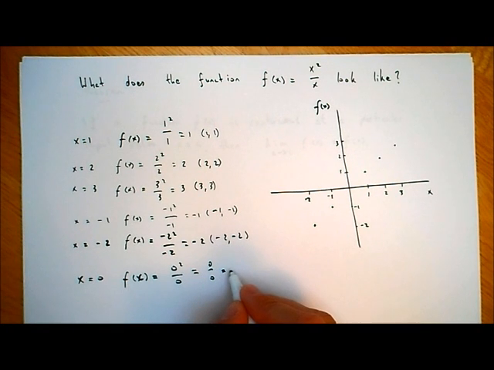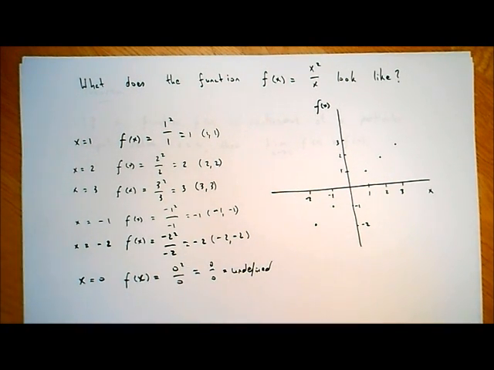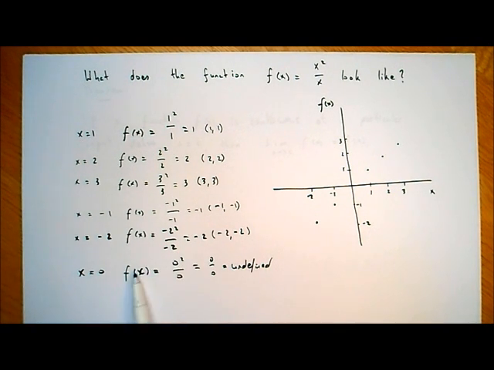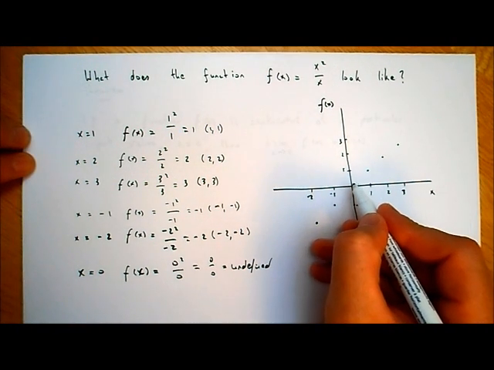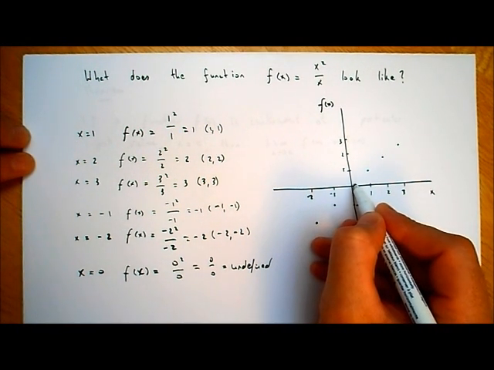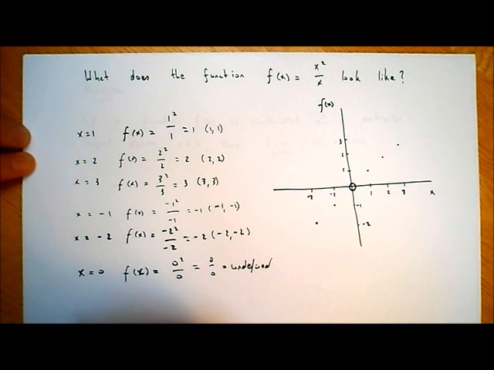It's undefined. So that means that x can never be 0, because when I fill in 0 into the function f of x, I end up dividing by 0. And we can't divide by 0. It's undefined in maths. So x can never be 0. So at this point where x is equal to 0, I'm not going to put a point there. I'm just going to draw a circle around it, because x can never be 0 in this function.